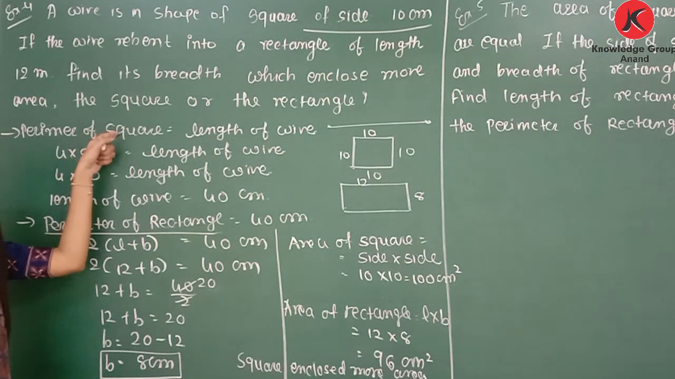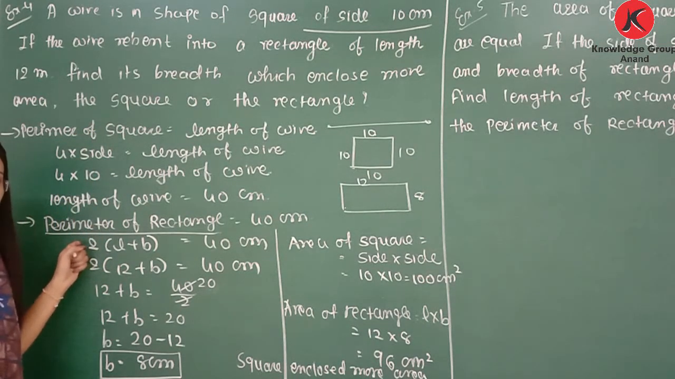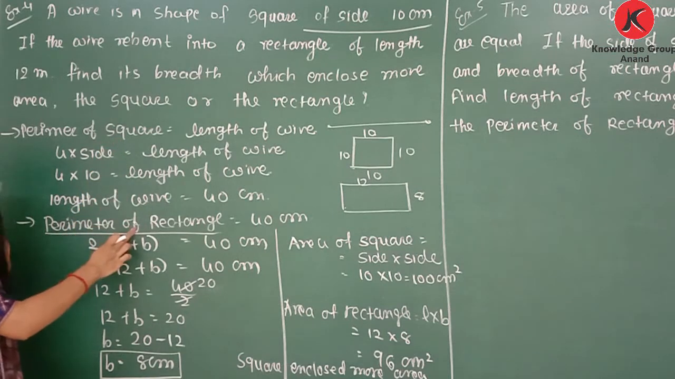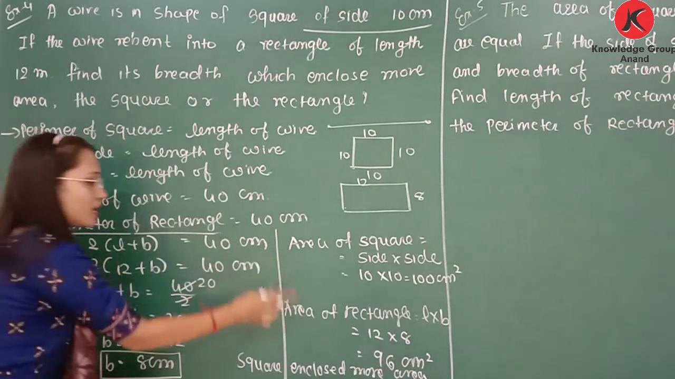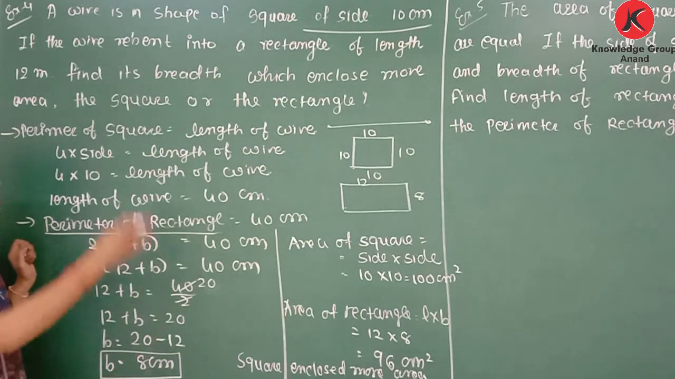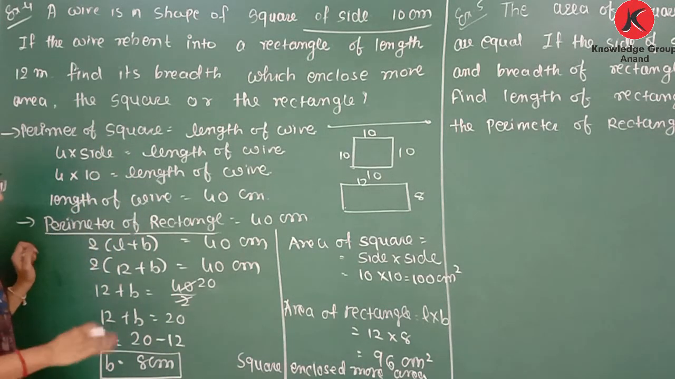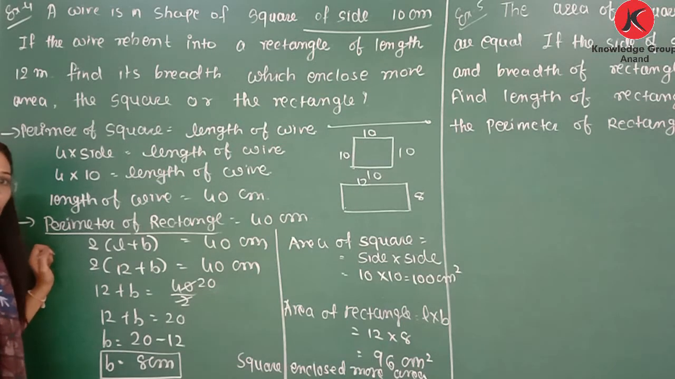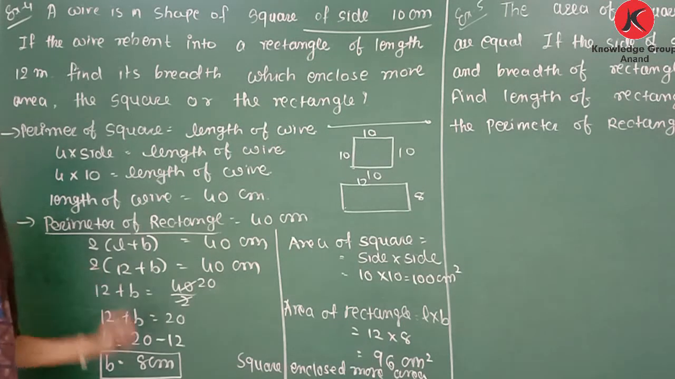Here we can consider that the length of wire is the same, so the perimeter of square and perimeter of rectangle are the same. But you can see when the perimeter is the same, the area is not the same. So this can be asked as a blank or MCQ: if the perimeter of a square and rectangle is the same, then is the area of square and rectangle the same or different? It is different. Clear?